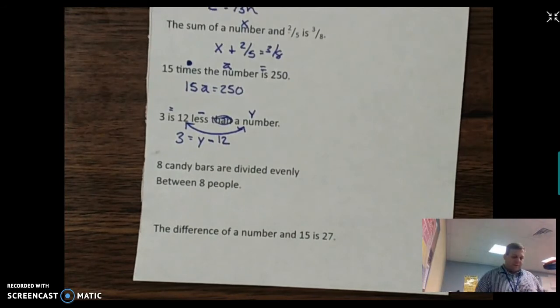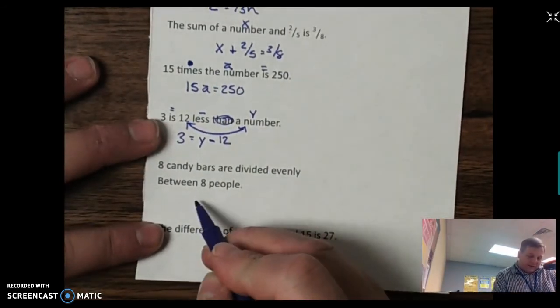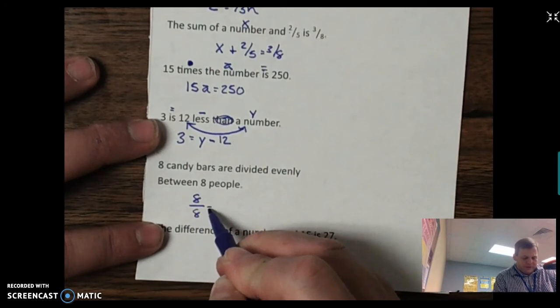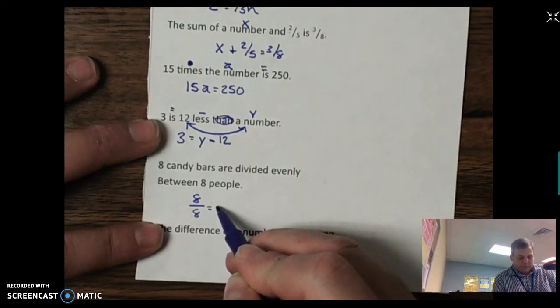Alright, this one's kind of a gimme. 8 candy bars divided evenly between 8 people. 8 divided by 8 equals an unknown number, but I bet you can guess the unknown number.